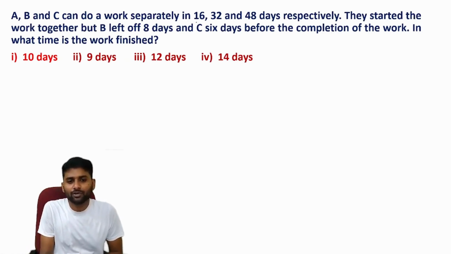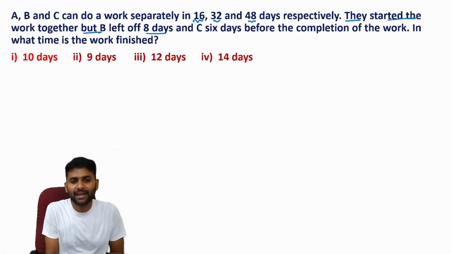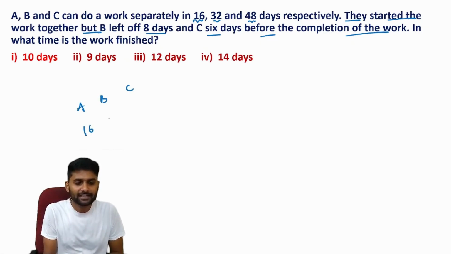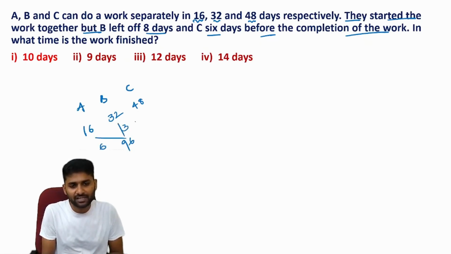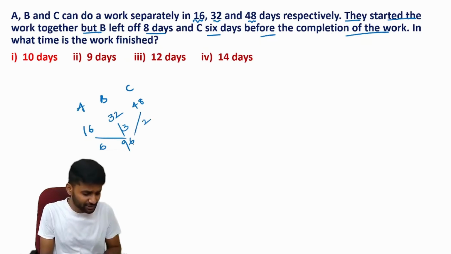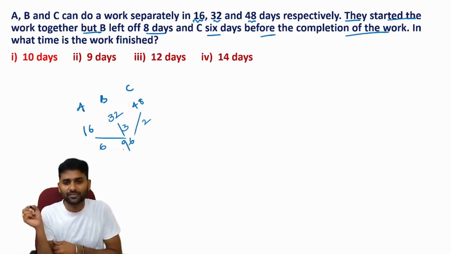Now, A, B, C can do a work separately in 16, 32 and 48 days respectively. They started the work together, but B left 8 days and C left 6 days before completion of work. In what time is the work finished? Let's find the A, B, C efficiency. A takes 16 days, B takes 32 days, and C takes 48 days. Let's take the total work as 96 units. Here A efficiency is 6 units, B efficiency is 3 units, and C efficiency is 2 units. So we get the efficiency of A, B, C.